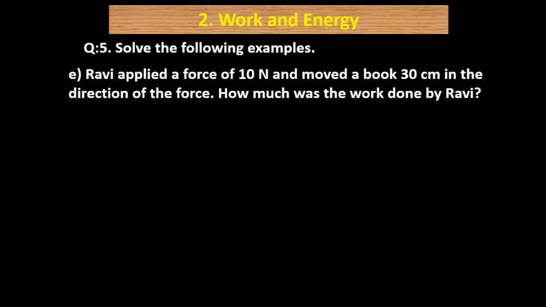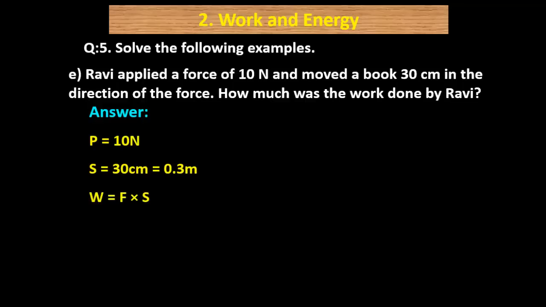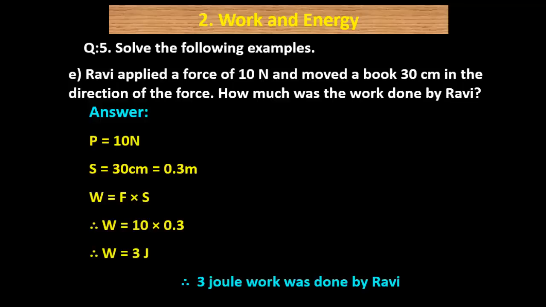Ravi applied a force of 10 Newton and moved a book 30 cm in the direction of the force. How much was the work done by Ravi? F is equal to 10 Newton. S is equal to 30 cm is equal to 0.3 meter. Therefore, W is equal to F multiplied by S. Therefore, W is equal to 10 multiplied by 0.3. Therefore, W is equal to 3 joule. Therefore, 3 joule work was done by Ravi.